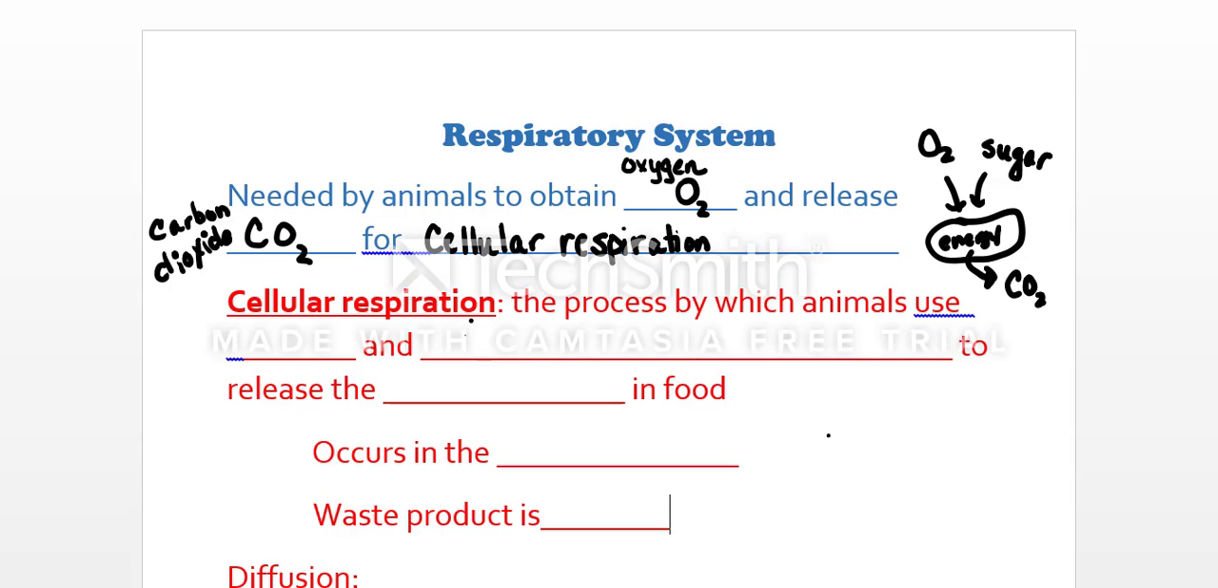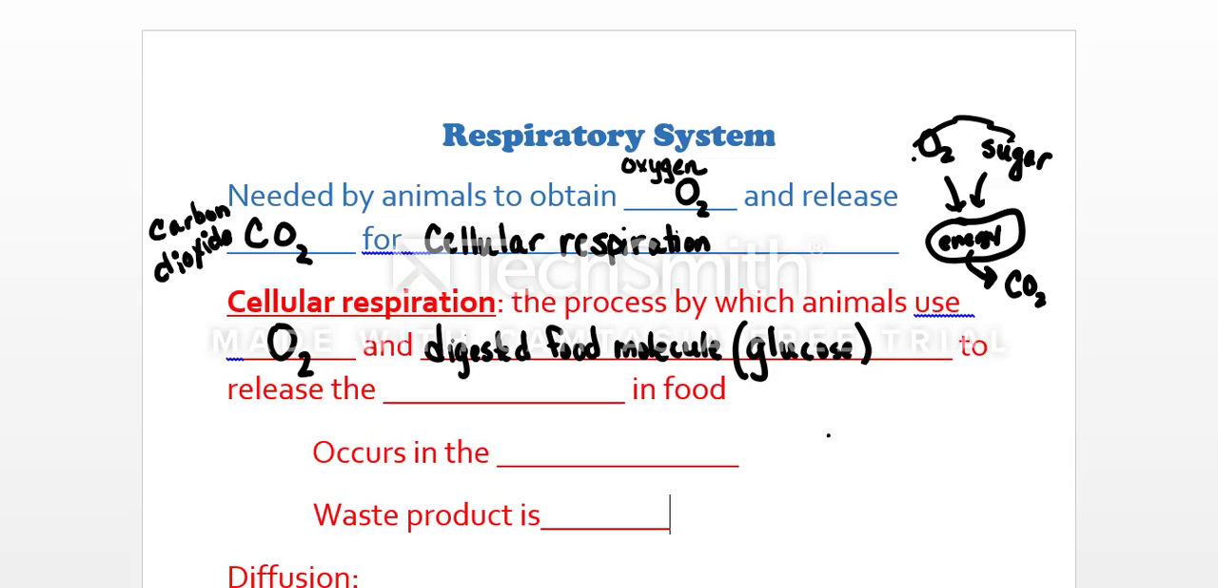So let's make a definition for cellular respiration. It's the process by which animals use oxygen, O2, and digested food molecules, and more specifically, a sugar called glucose. So glucose is the name of the sugar that our cells use for energy.